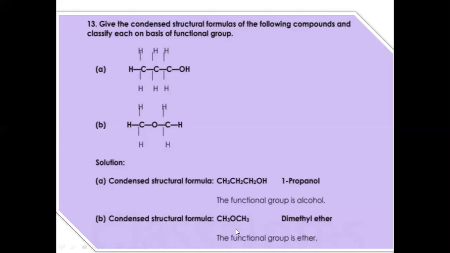So you can see the general formula of ether is ROR, and the name of this compound is as two methyl groups are attached with oxygen. So this is dimethyl ether, and the functional group is ether.